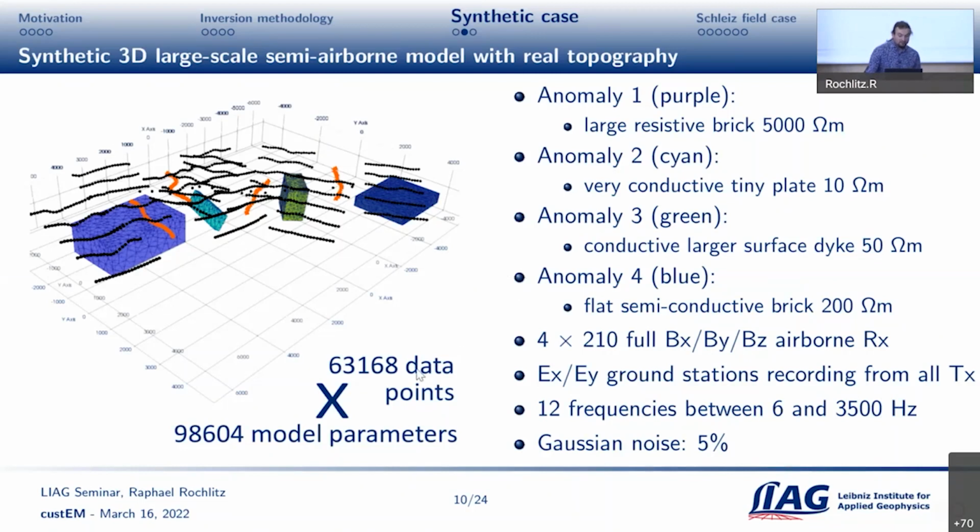And the Jacobian matrix has these dimensions. I already talked about it. They are quite large. It's about 100,000 times 100,000 if we have a bit more data. So these are the scales we are dealing with.